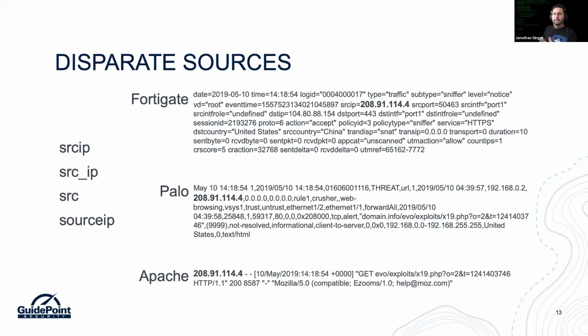And that's where that source type definition comes in, is being able to say, okay, this log, it looks like this, and this is where the data exists. In this log, it looks like this, and this is where this data is. And then finally, something like Apache, it just throws the IP right up front. And so each one, it's defined a little bit differently.